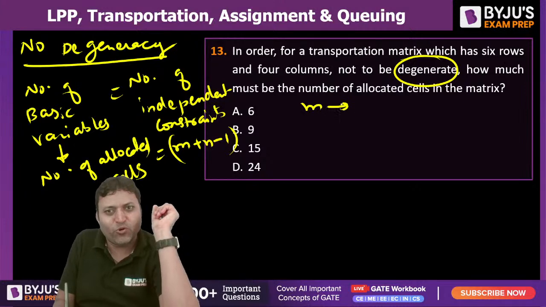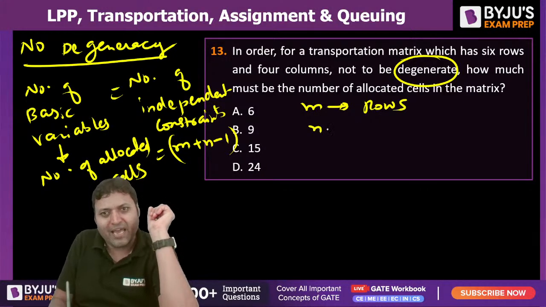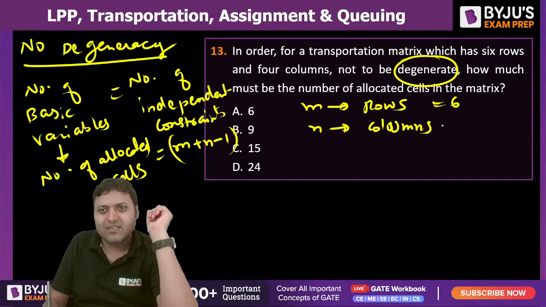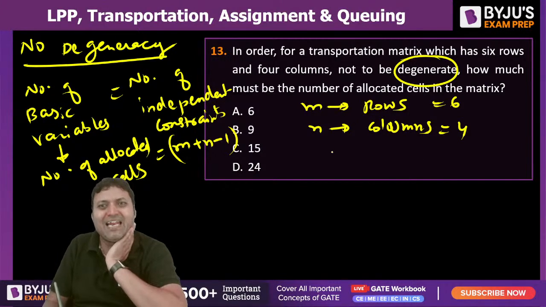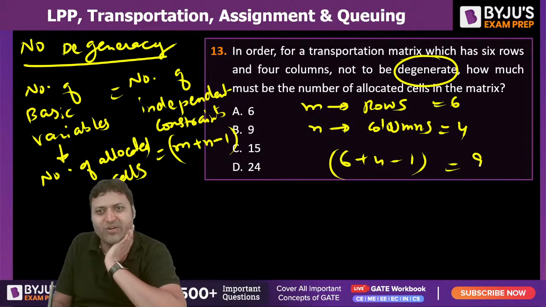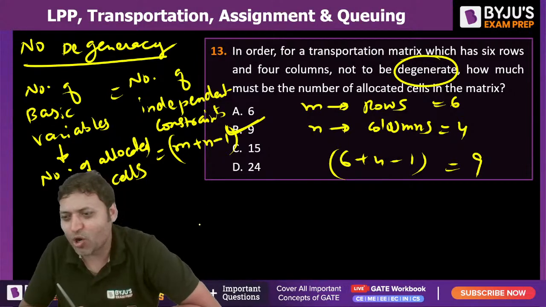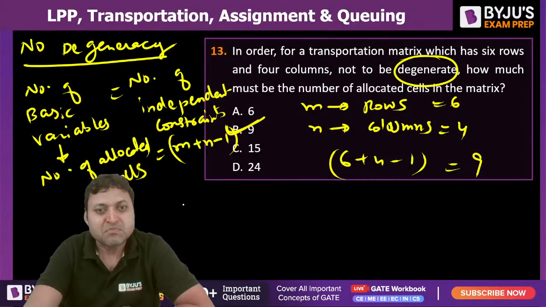M is the number of rows. N is the number of columns. For no degeneracy, rows is 6, columns is 4. So the number of allocated cells must be equal to 6 plus 4 minus 1. That is, the number of allocated cells must be equal to 9. Option B is the correct answer.